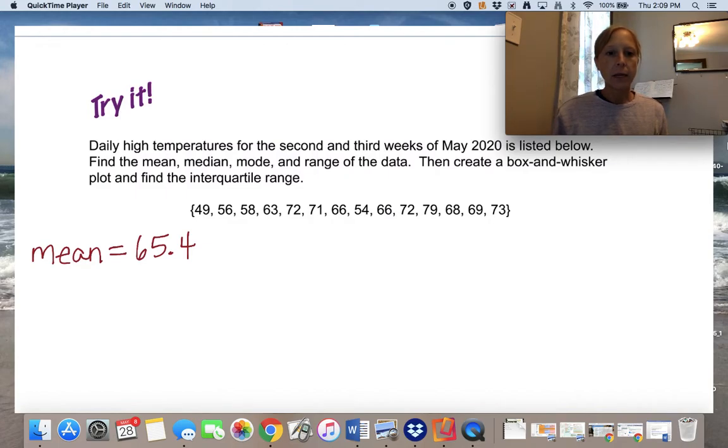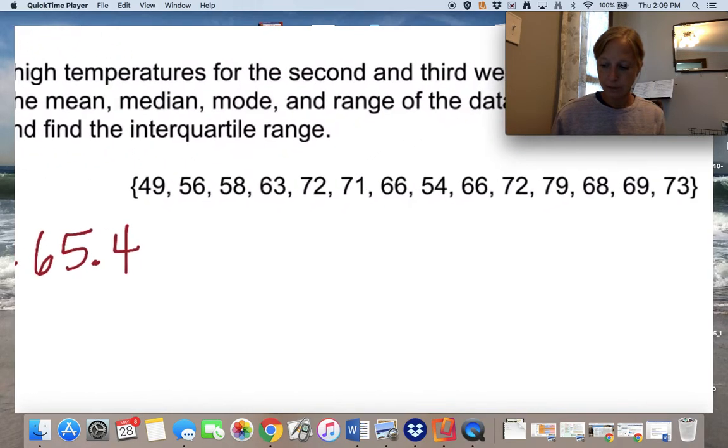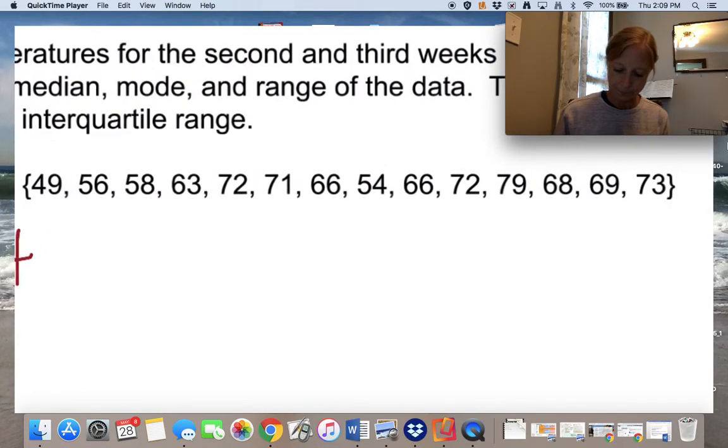Next thing is median. But what I'm noticing is these numbers are not in order. They always need to be in order before you find your median. So let's take some time and rewrite them in order.